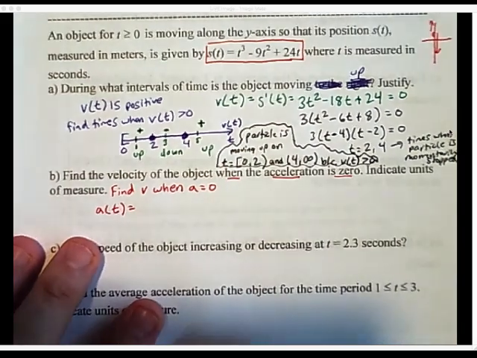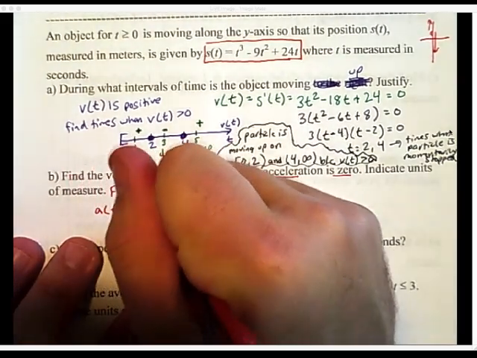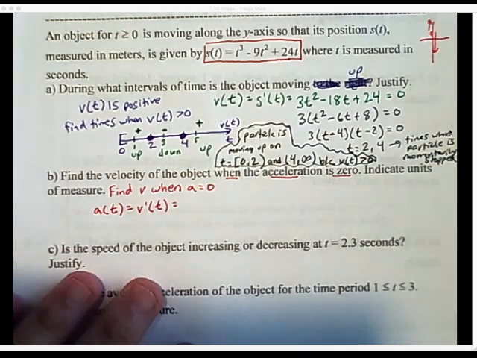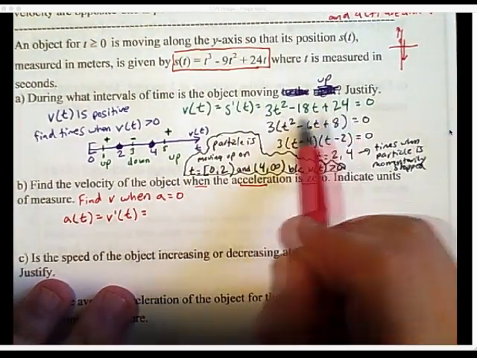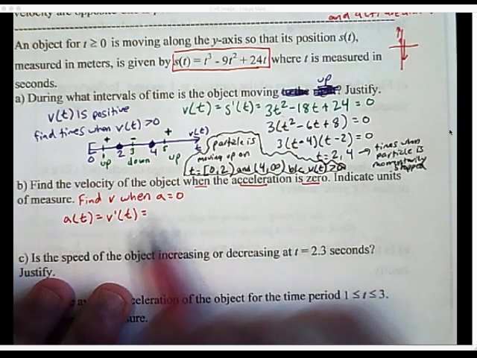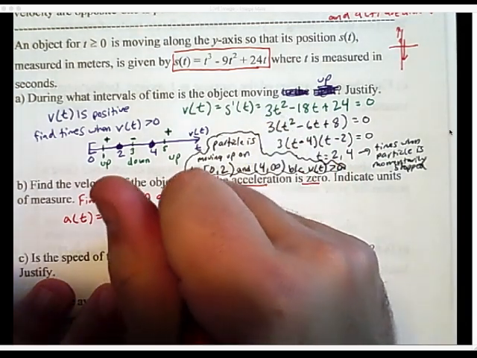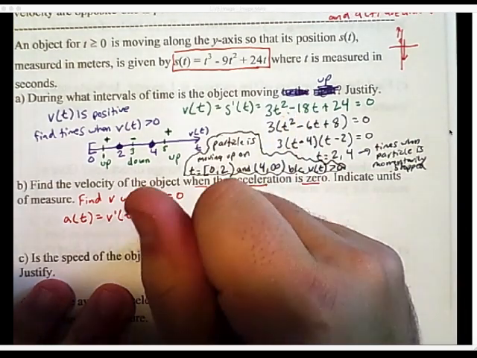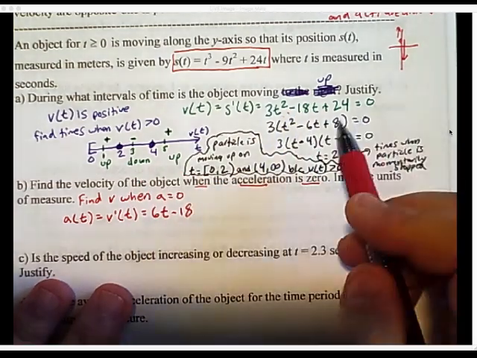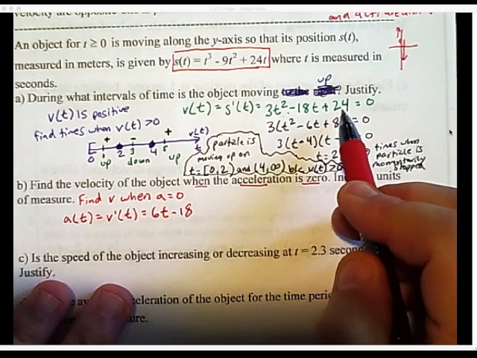Well, what's a of t? A of t is the derivative of velocity. So here was my velocity function. Let's take the next derivative. The derivative of 3t squared is 6t. The derivative of negative 18t is negative 18. The derivative of that piece will just be 0.